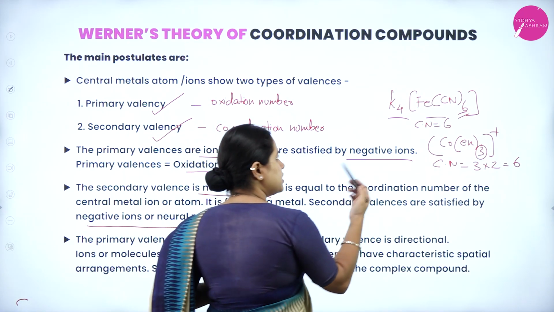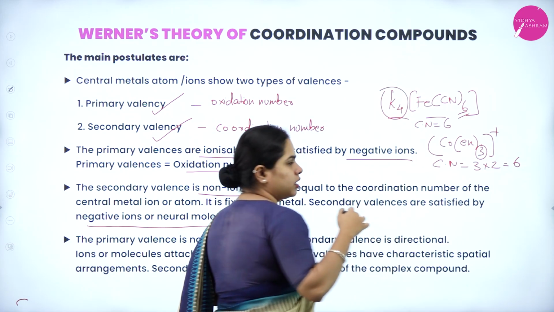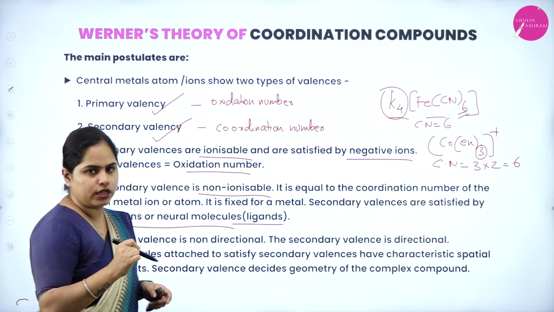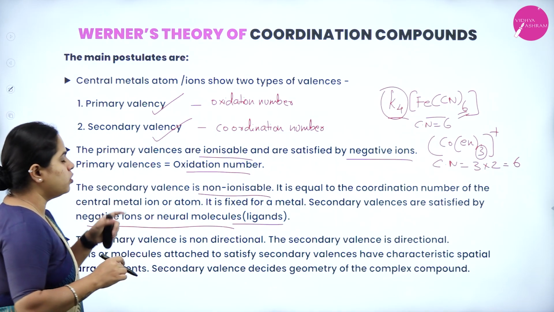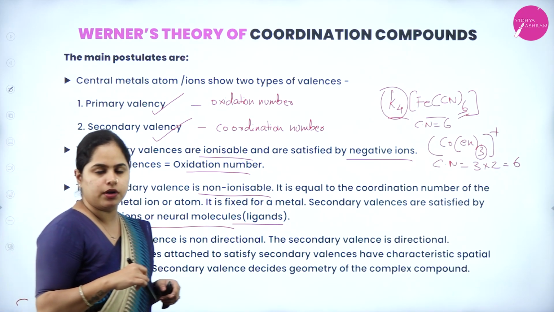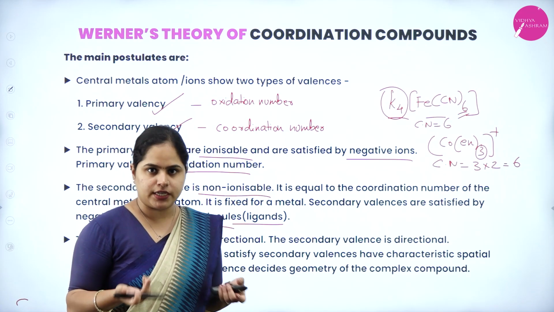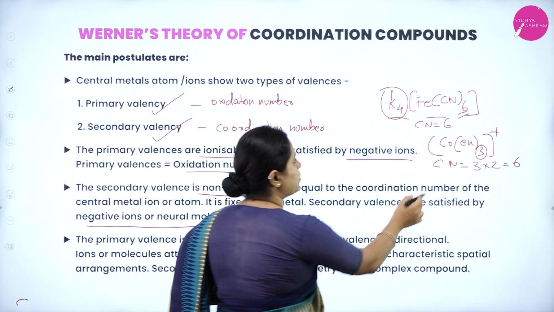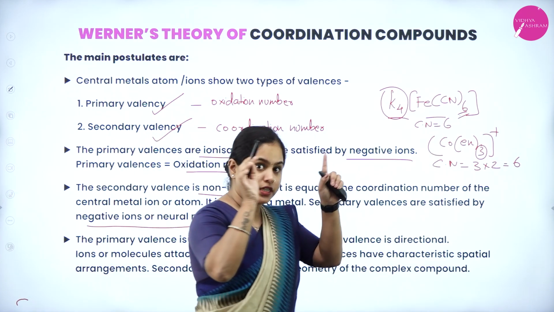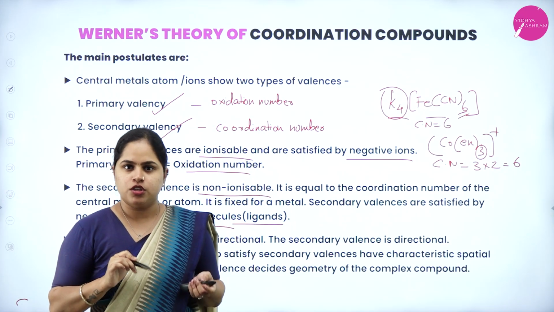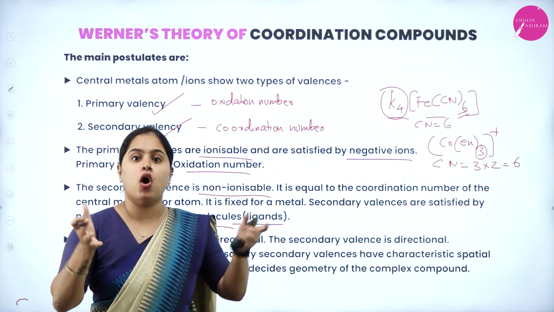So primary valency is ionizable because the counter ion also plays a role in that, right? But coming on to secondary valency, it is non-ionizable. Why is it non-ionizable? How can we calculate coordination number? That is your secondary valency. It only depends upon the number of ligands, right, which is present inside your coordination sphere. So that is why it is non-ionizable.